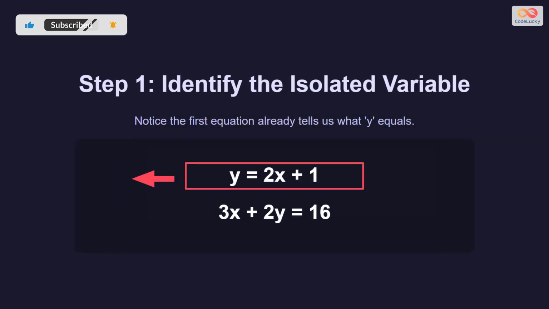Our first step is to identify the isolated variable. In our system, the first equation, y equals 2x plus 1, clearly tells us what y is in terms of x. This is the key piece of information we are going to use.